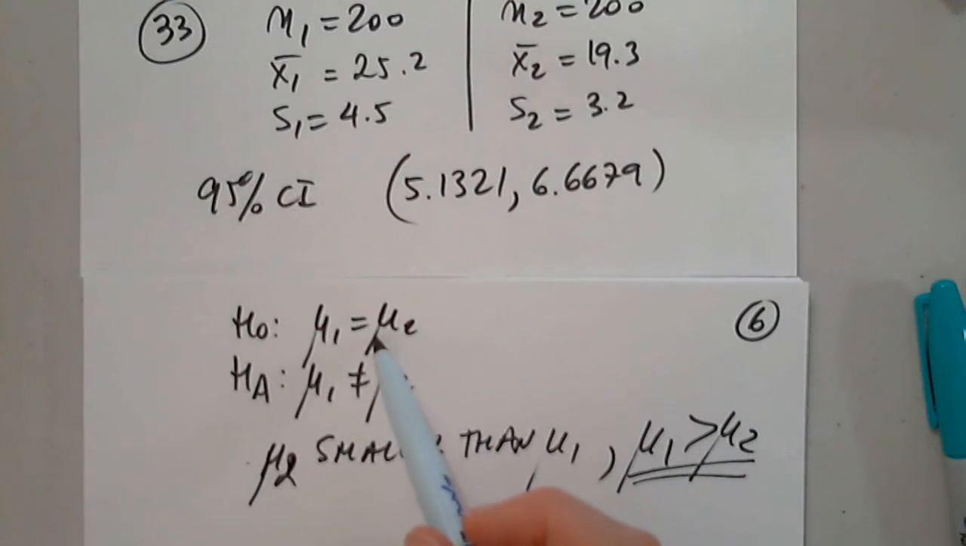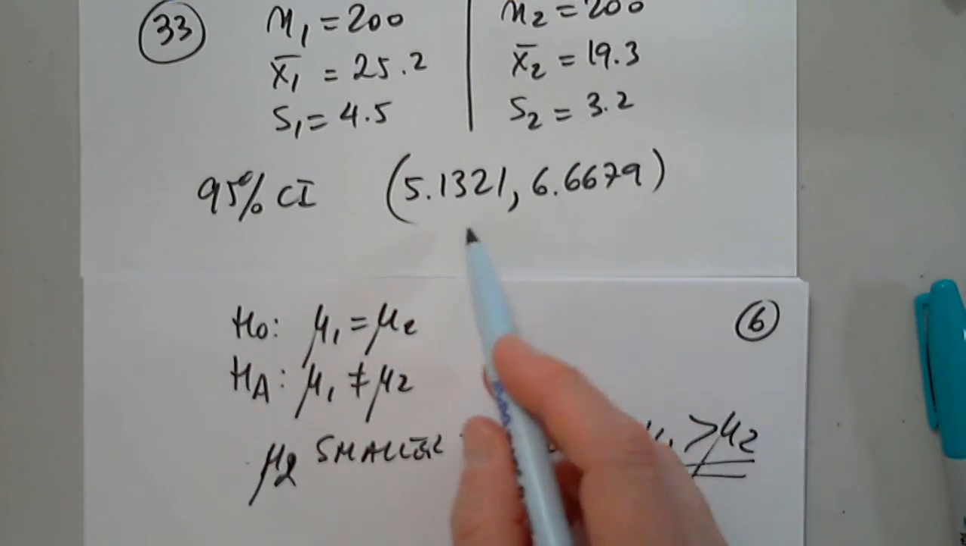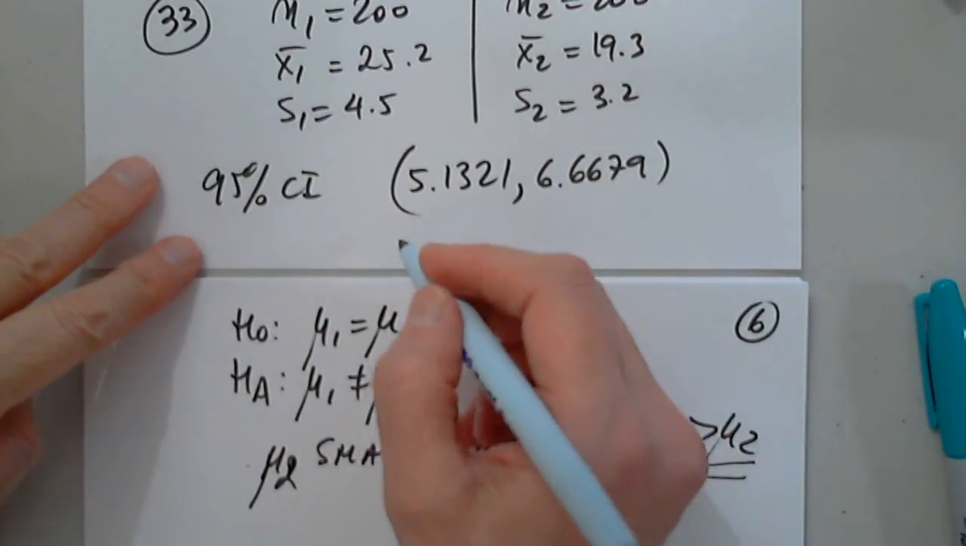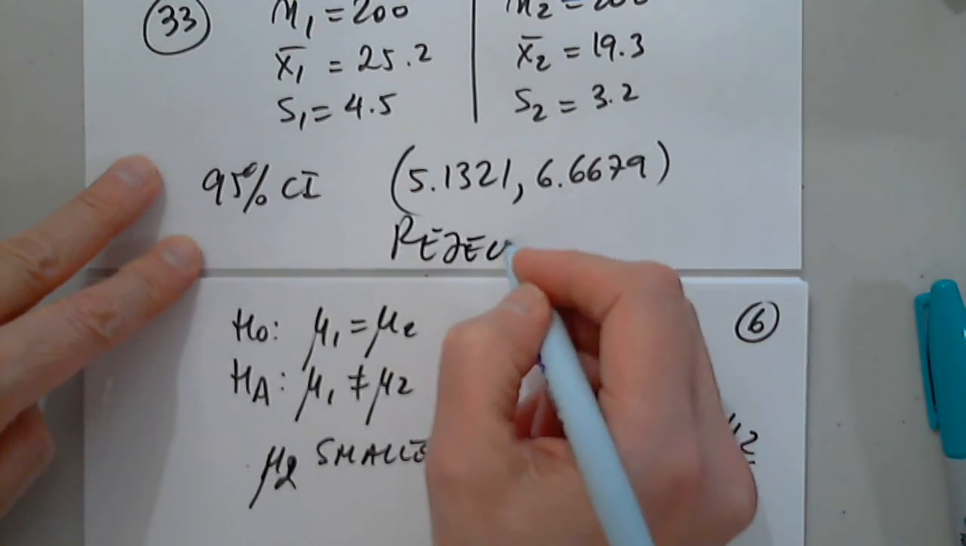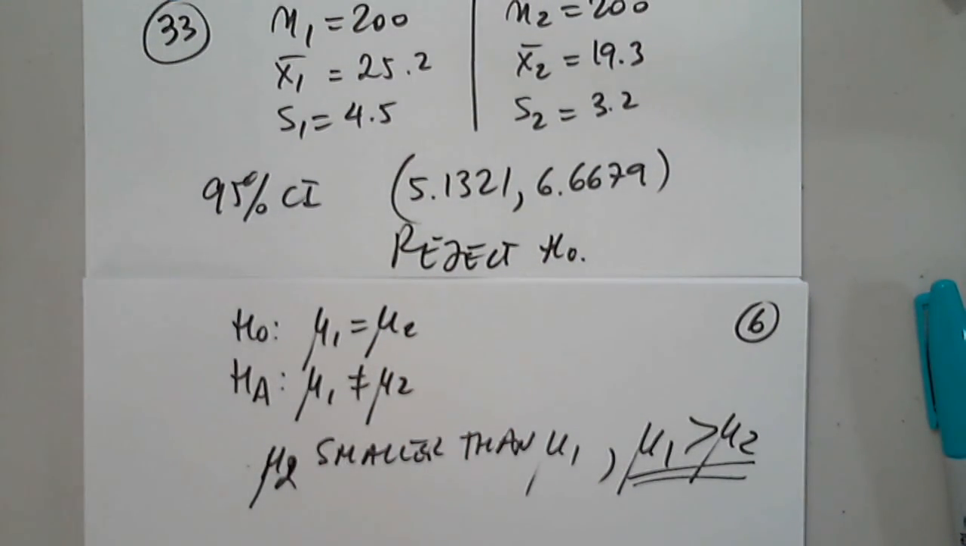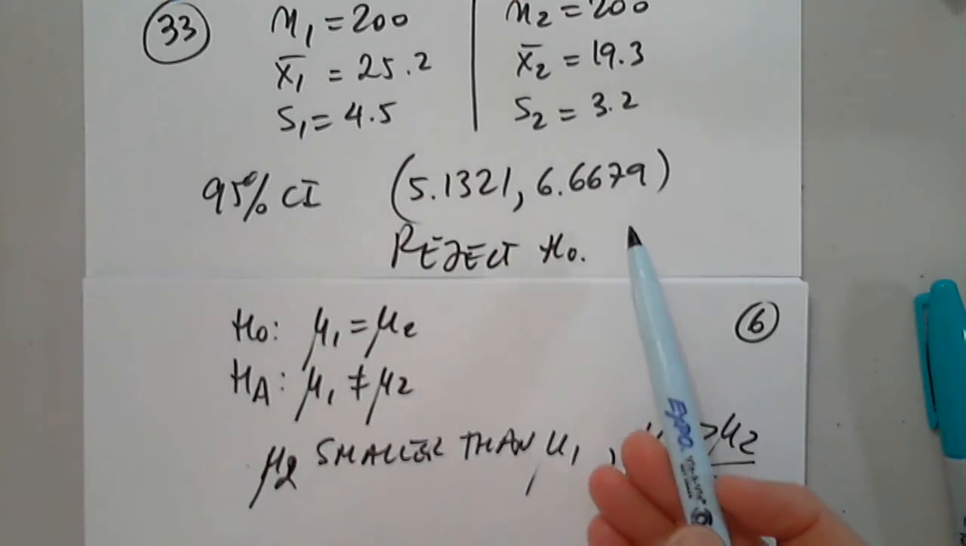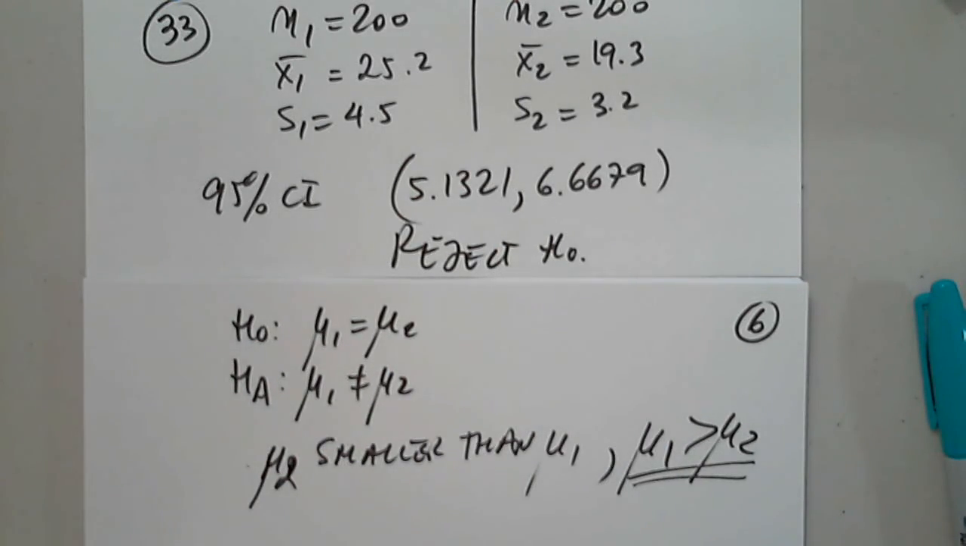So we will reject the null hypothesis because this is consistently positive. It does not have 0. So reject the null hypothesis. So they cannot be equal. And it appears that from this sample, mu1 is bigger than mu2. That's pretty much all I wanted to go through.